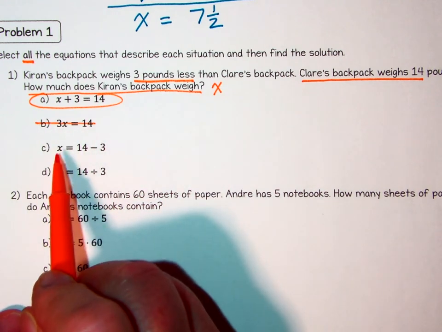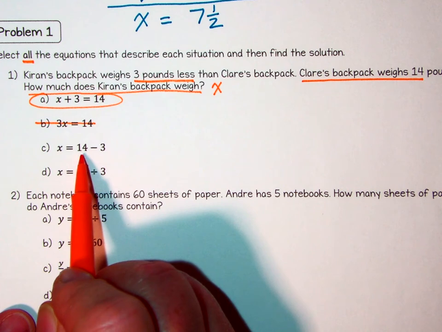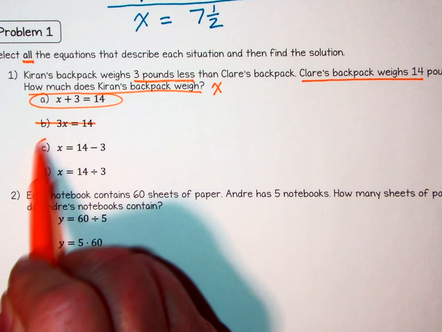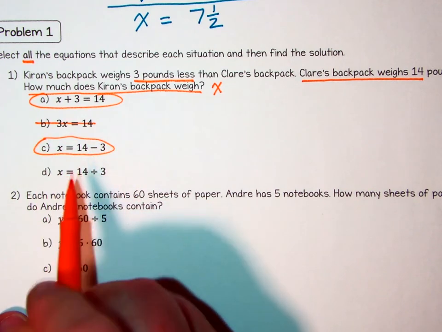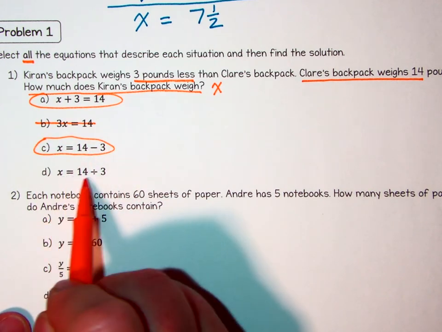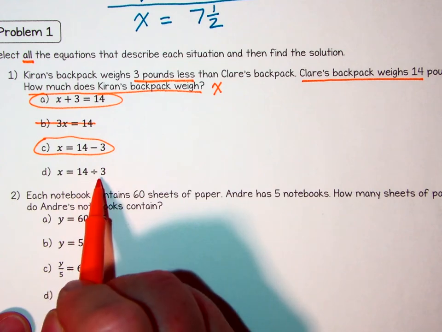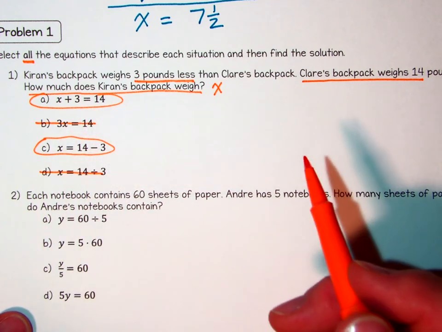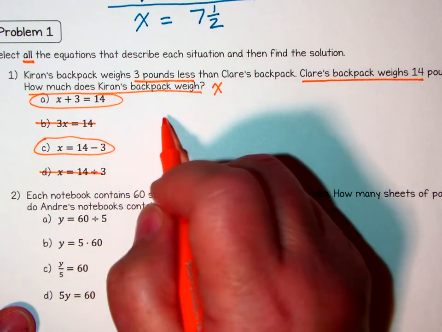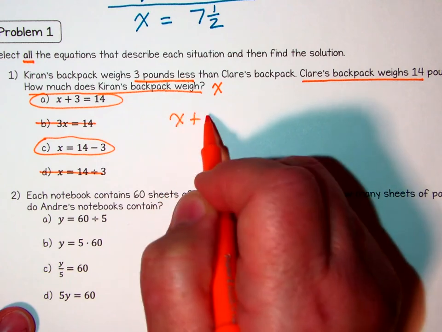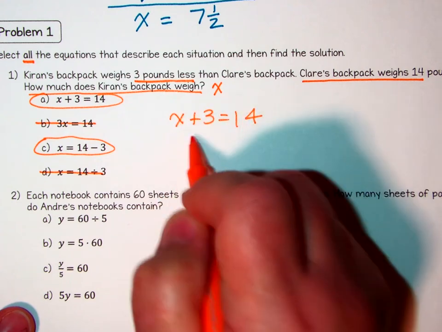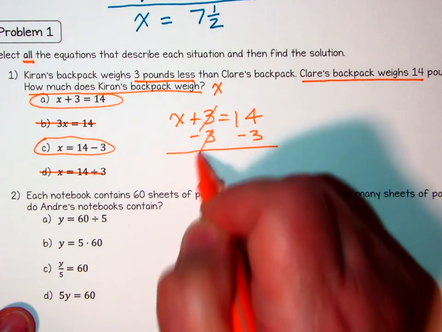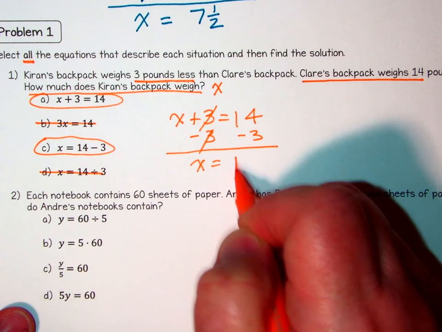Is the weight of Kieran's backpack equal to the weight of Claire's backpack minus 3? Yeah, his is 3 less than hers, so this is true. And D, is the weight of Kieran's backpack equal to the weight of Claire's backpack divided by 3? No. Okay, so we just want to use one of these equations to help us solve the problem. I'm going to use A. If x plus 3 equals 14, I'm going to subtract 3 from both sides to get x all by itself, and I get x is equal to 11.